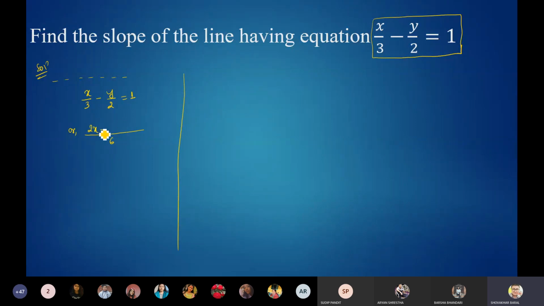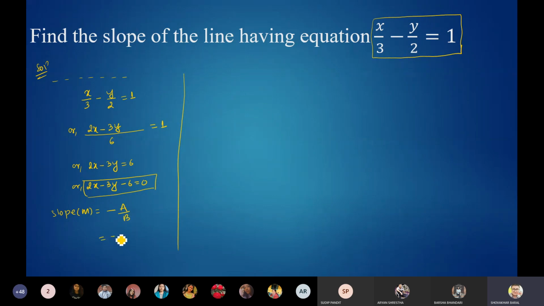So 2x minus 3y is equals to 6. Okay, I hope you understand this, taking LCM. 2x minus 3y minus 6 is equals to 0. Now you can simply find the slope. Slope m is equals to minus a upon b, that is minus 2 upon minus 3. Minus and minus will be cancelled, so it will be 2 upon 3.